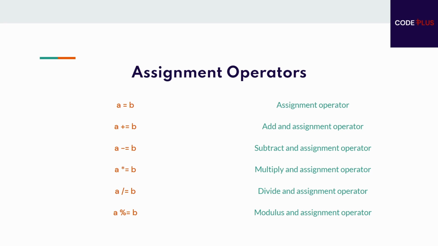The assignment operators are used to assign value to a variable. The left side operand of the assignment operator is a variable and the right side is a value. For example, the equal to operator is used to assign the value on the right side to the variable on the left side. The plus equal to operator first adds the current value of the variable on the left to the right and then assigns the result to the variable on the left.